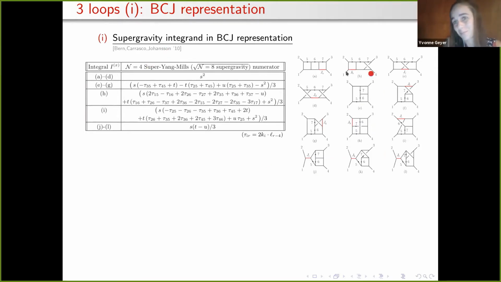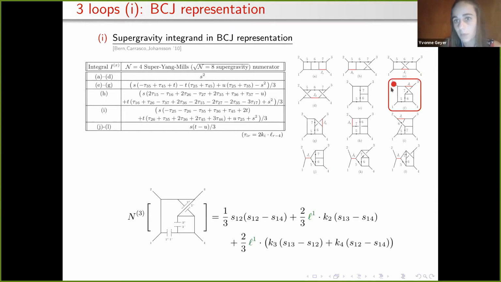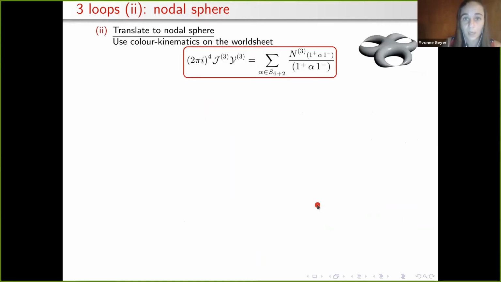I've included the pretty picture here from their paper. And let me just maybe highlight one of these terms. One of the numerators that would contribute to this is a half ladder, if you follow the solid line here. The first lesson we should take away from this is that we now expect numerators that are linear in the loop momentum, and therefore the integrand Y to be linear in the loop momentum. We can then translate this to the nodal sphere as usual, and note that we need the factor J3 here to identify the Y3.